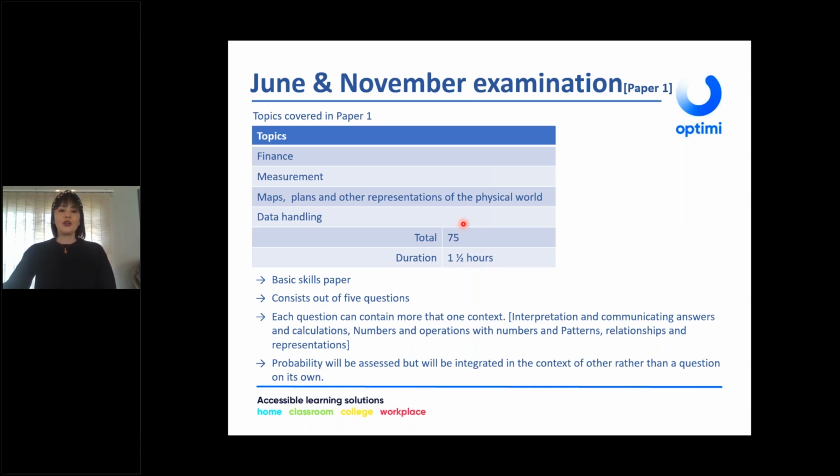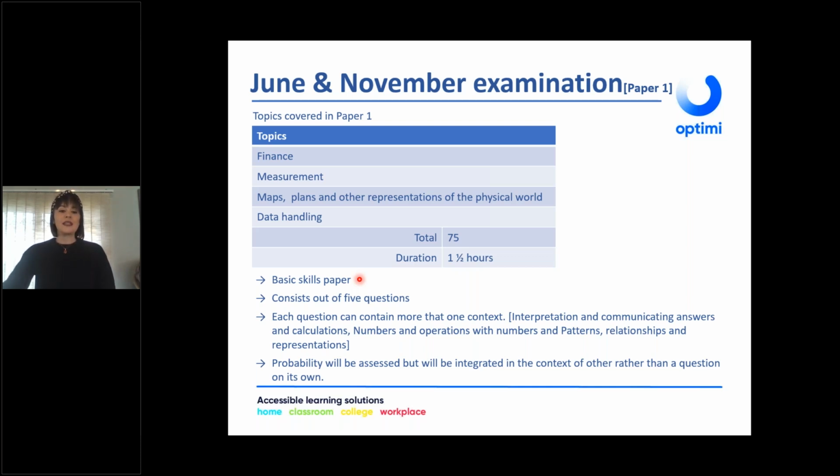So first of all, your November examination paper one will count out of 75 marks, and you will have an hour and a half to complete it. Now, paper one is your basic skills paper. What I mean by that is it is going to be a level 1, level 2 and level 3 paper. I am going to discuss these levels in a little bit more detail in the following slide, so just bear with me. What I mean by basic skills will become clear in a short while.